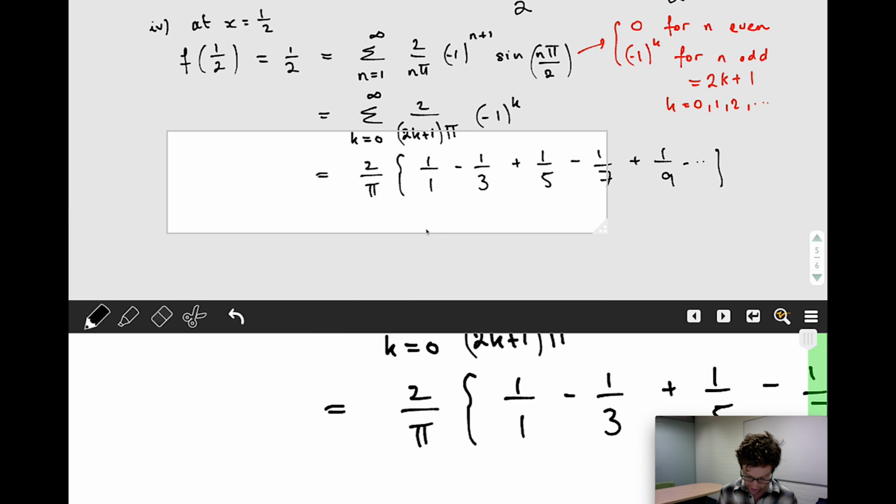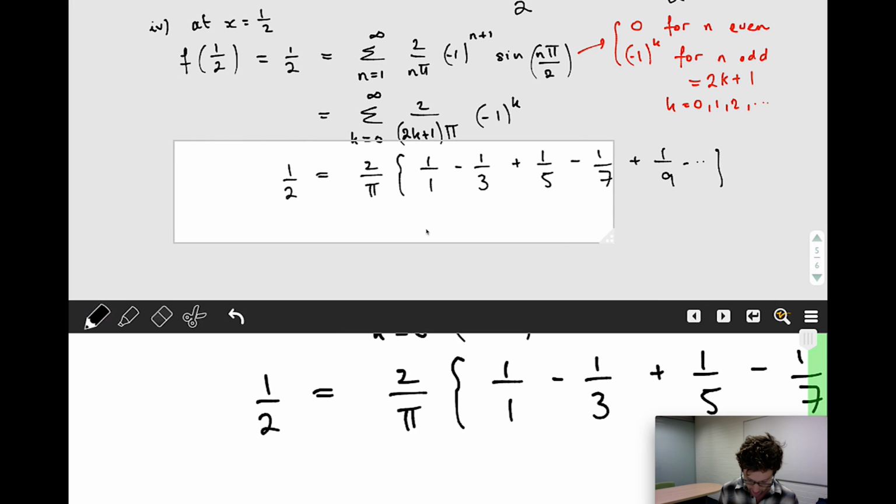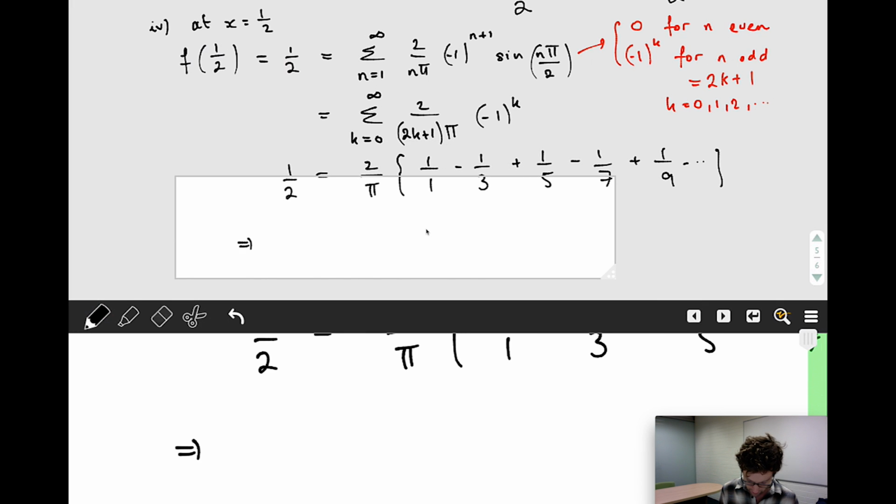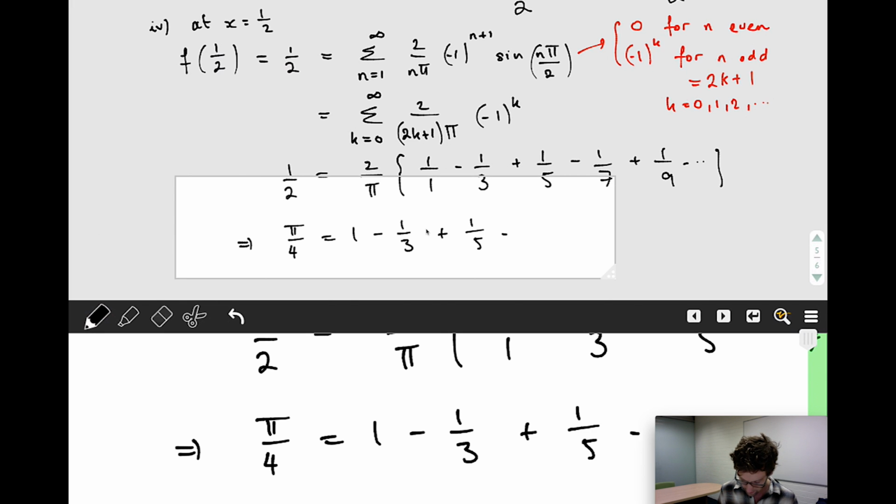Once again, I can rearrange this whole expression here. This thing is equal to a half. So if I multiply both sides by pi over 2, I end up with pi over 4 is equal to 1 minus a third plus a fifth minus a seventh, and so on. So we have an infinite series expression for pi over 4.